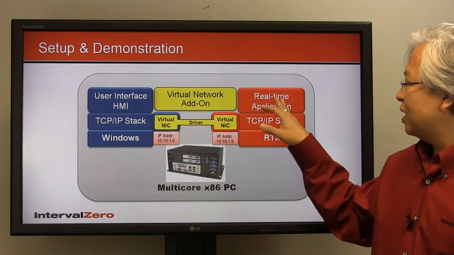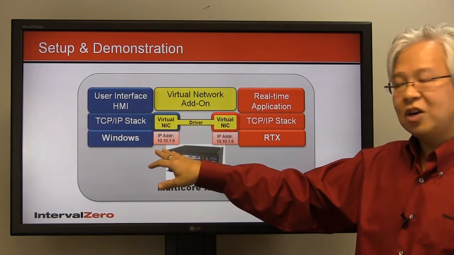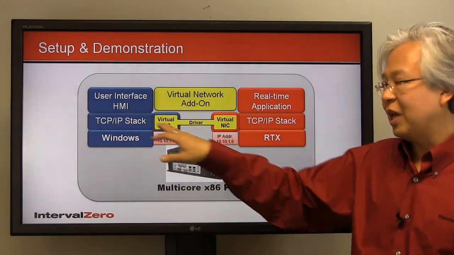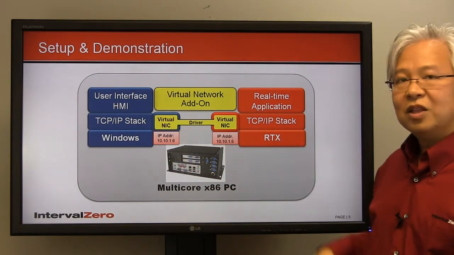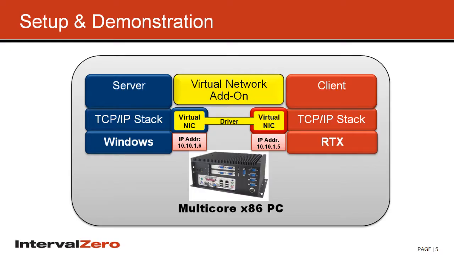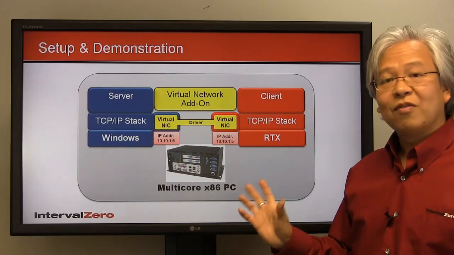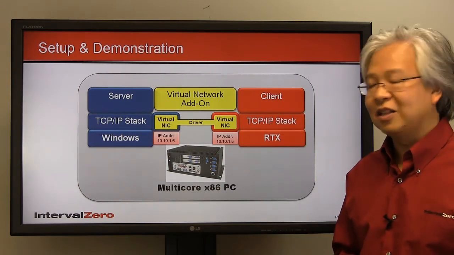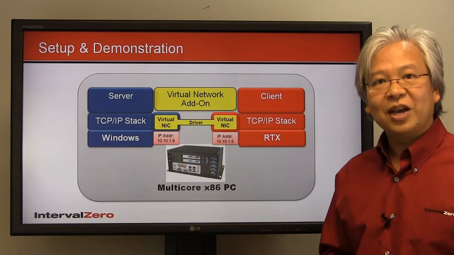One over here on the Windows side for the RTX applications to talk to, and then one unique one on the RTX side for any Windows applications that need to talk to the real-time side. And then finally, we'll run a client-server example with the server being on the Windows side. Of course, this can be inverted, but it really doesn't matter. In our case, we're going to have the client on the RTX side. Okay, so let's go ahead and get started.